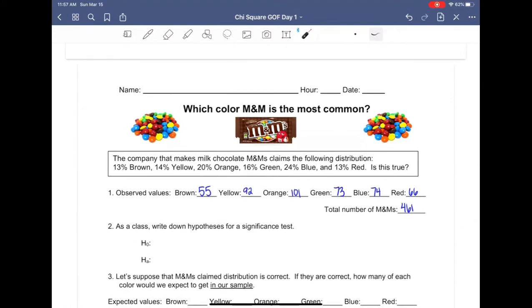All right, so hopefully you have this page printed out. If not, you could just take notes in a notebook or on scrap paper. Just make sure you label everything correctly so when you go back to look over your notes, you can see which lesson it was from.